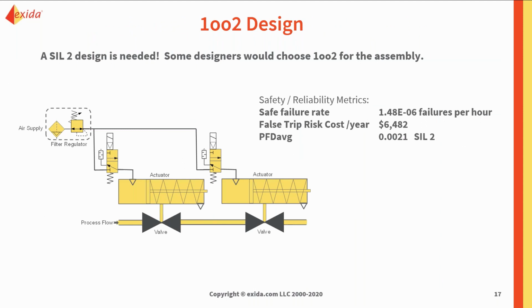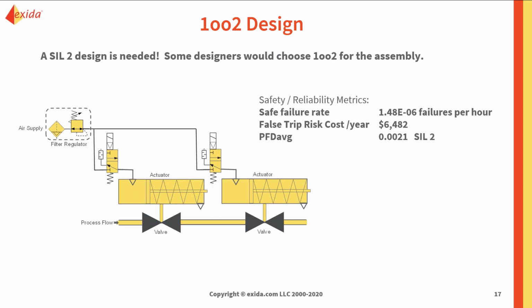Well, let's look at a 1 out of 2 final element design. So instead of just having 1 valve, 1 actuator, 2 solenoids, we are actually separating it and doing 2 valves, 2 actuators, 2 solenoids. So these are all acting out of a 1 out of 2 system. Yes, this is a more costly solution, but let's run the numbers. Just look at that safety. So rerunning the calculations, our false trip rate is 1.48 times 10 to the negative 6 failures per year. What does that mean?